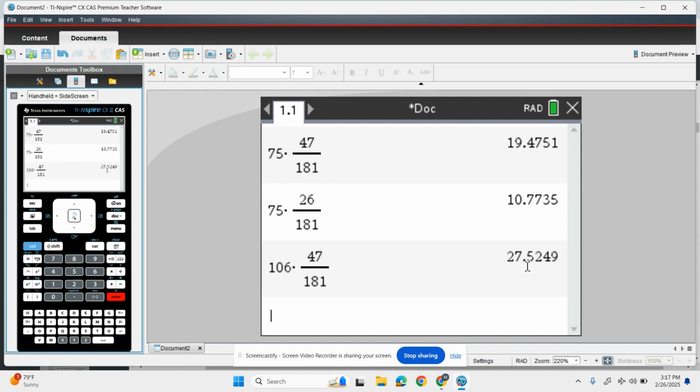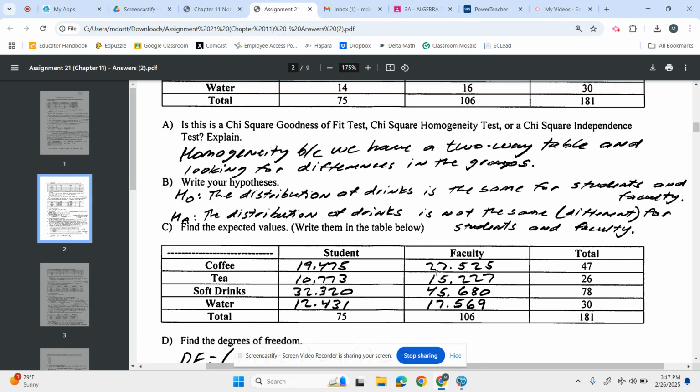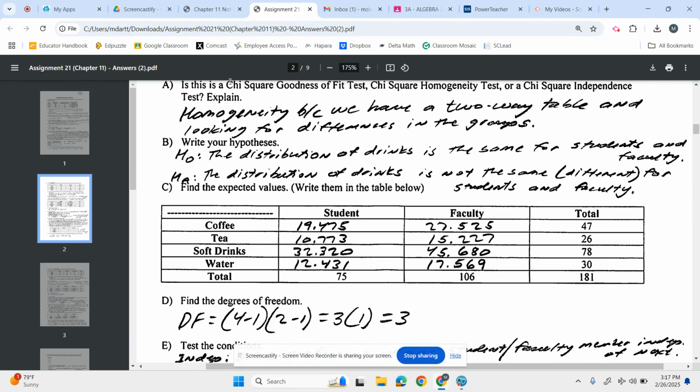And notice I get 27.525 basically. And that's what I had right here, 27.525. So I get each of these different expected counts. Now what about the degrees of freedom?